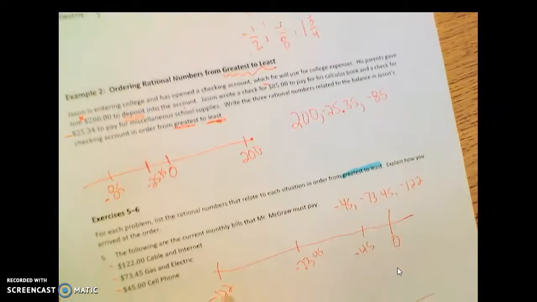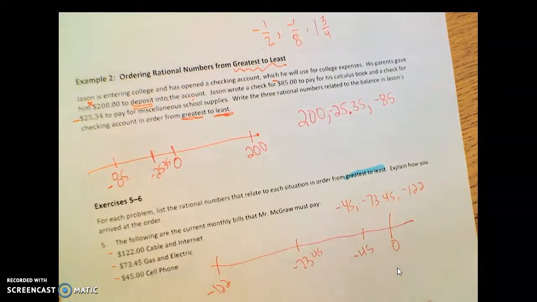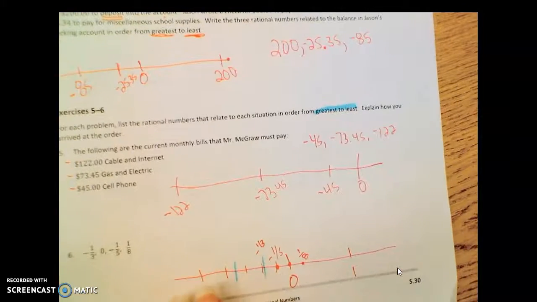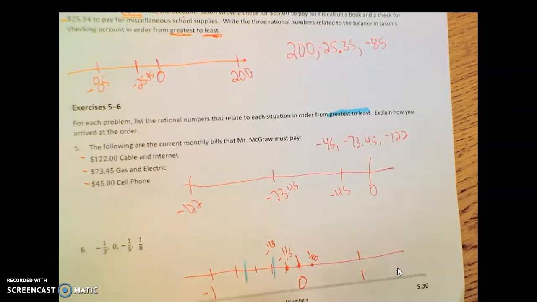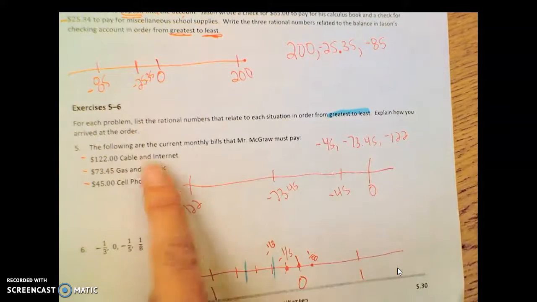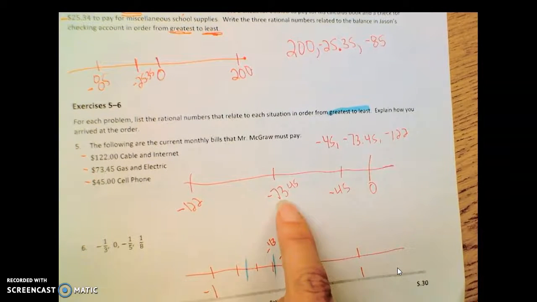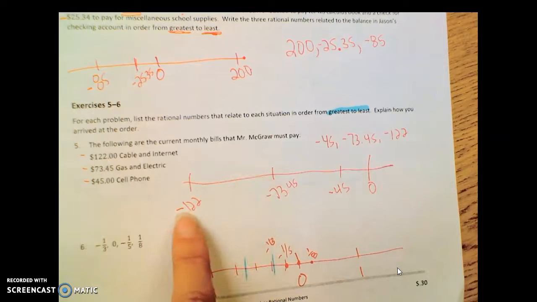Remember, for example 2, we were supposed to go greatest to least. A lot of times students make errors simply because they don't read carefully. So in this case, these are all bills, so they're all things that we owe, so they're all negative situations. So when I place them on the number line to go greatest to least, I go right to left. So negative 45 is the biggest, then negative 73.45, then negative 122.